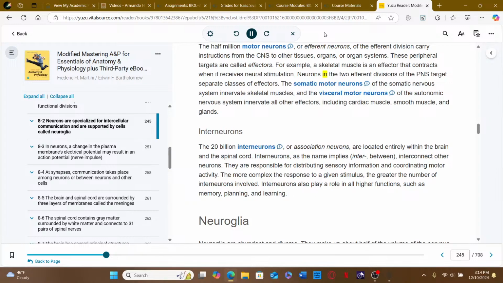Neurons in the two efferent divisions of the PNS target separate classes of effectors. The somatic motor neurons of the somatic nervous system innervate skeletal muscles, and the visceral motor neurons of the autonomic nervous system innervate all other effectors, including cardiac muscle, smooth muscle, and glands.